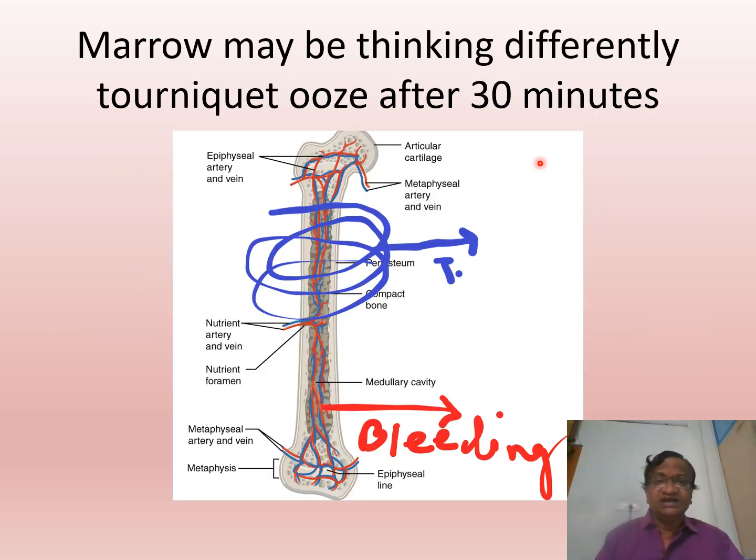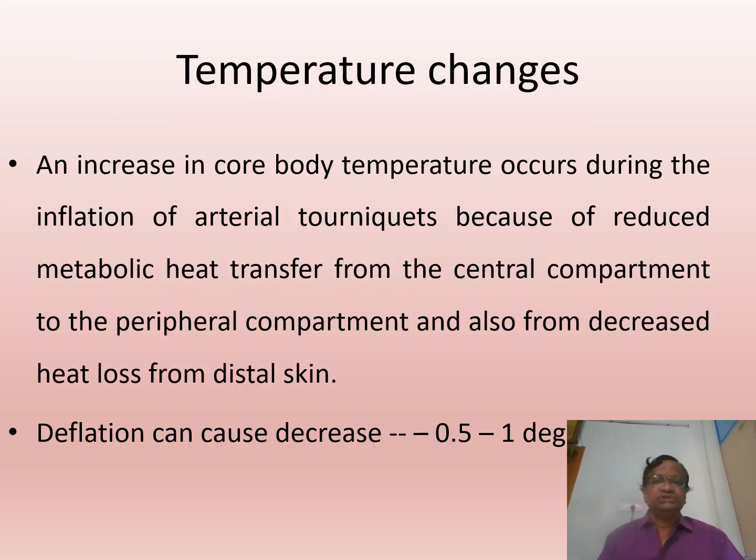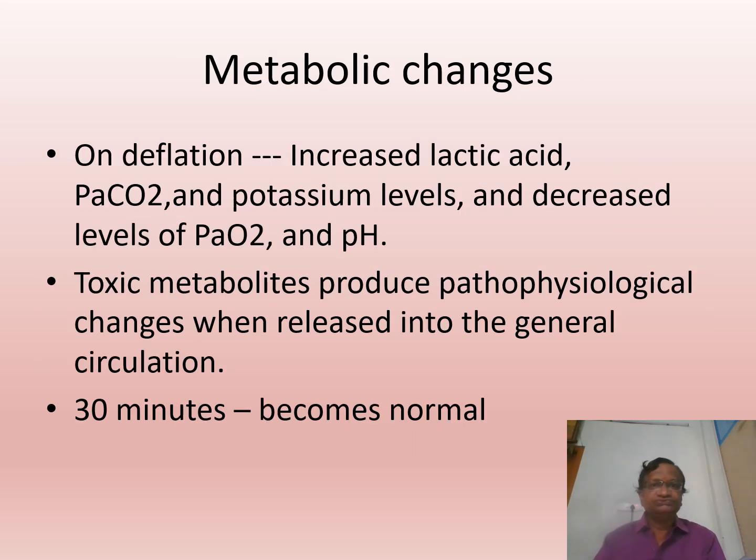Marrow may be thinking differently. Tourniquet pain occurs after 3 minutes. Here you can see you have put this tourniquet here and it will start to bleed from the marrow to the skin. An increase in core body temperature occurs during the inflation because of reduced metabolic heat transfer. So inflation, temperature rise; deflation, temperature low. So already we have told anaerobic, vasodilatation, SVR decrease, BP fall. Now CO2 increase. All these things, toxic metabolites, in 30 minutes they become normal.